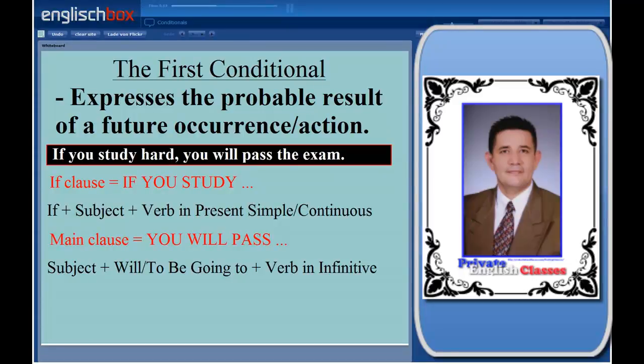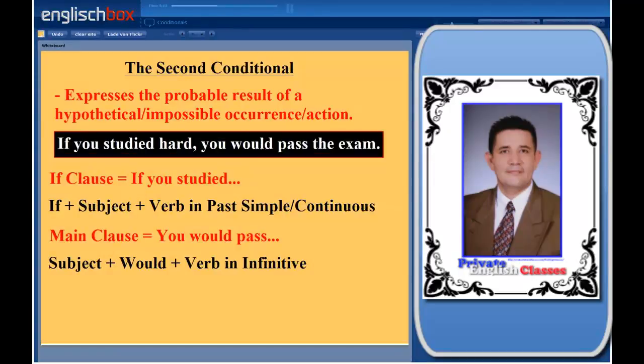The next slide shows us the second conditional. The second conditional is used to express the probable result of our hypothetical or impossible, perhaps, occurrence or action. To explain this further, we have the second example sentence, if you studied hard, you would pass the exam.